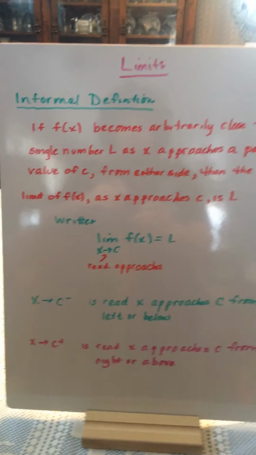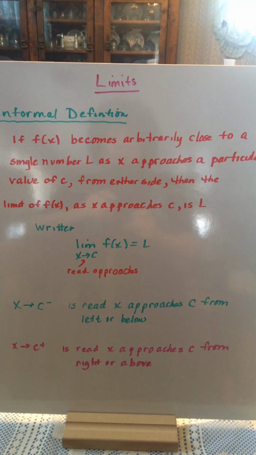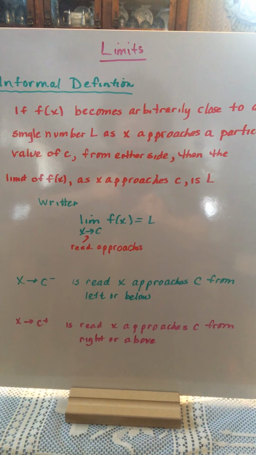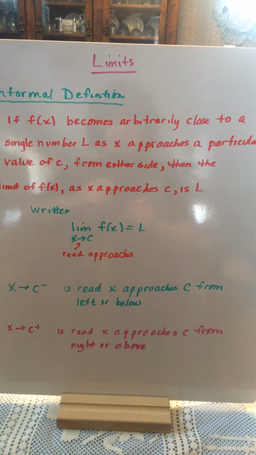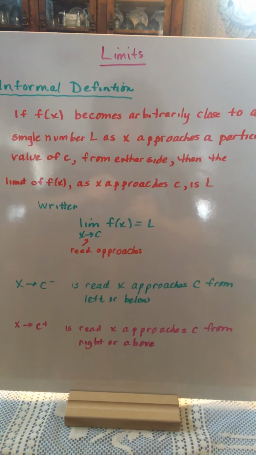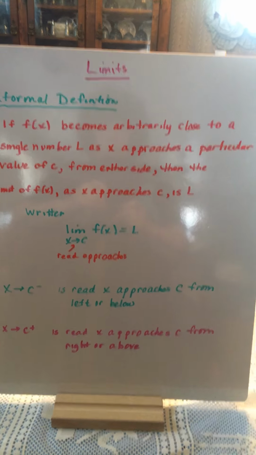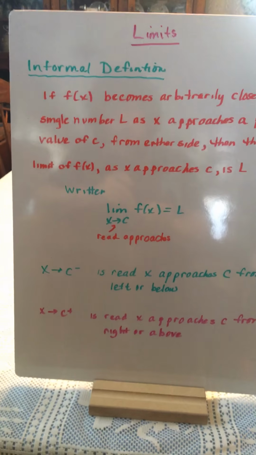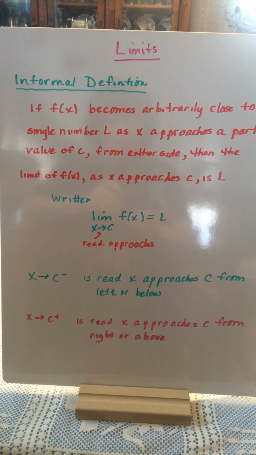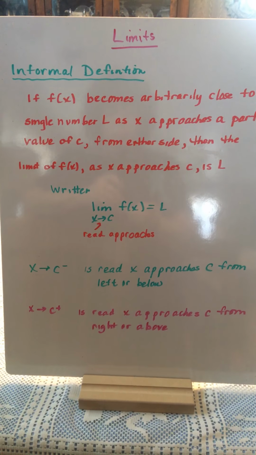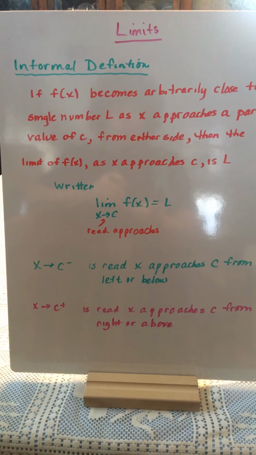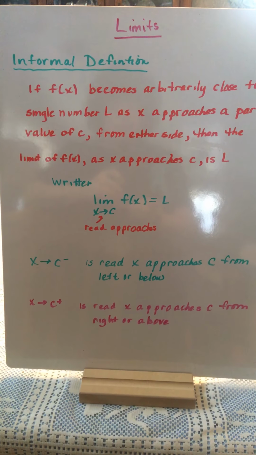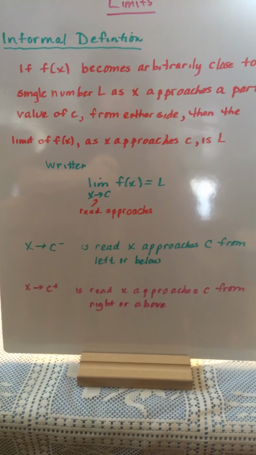The limit, the informal definition. If x becomes arbitrarily close, and by arbitrarily, that's what I was demonstrating when I said 1.99999 or 2.00001, you're getting very close, but you're not actually there, to a single number, L, as x approaches a particular value c, such as 1.999999 or 2.00001 from the other side, then the limit of f of x as x approaches c is L. It's written lim as x arrow c, which is read the limit of f of x as x approaches c, or the limit as x approaches c of f of x is equal to L.